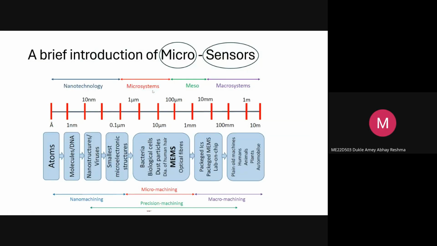Yeah. So here you can see how the scale looks like. The macro system is basically what you are well aware of, which is about 10 millimeters. The meso system is between the macro and the micro systems, basically between 100 micrometer and 10 millimeter. These have been in place for a long time, and are used even now.